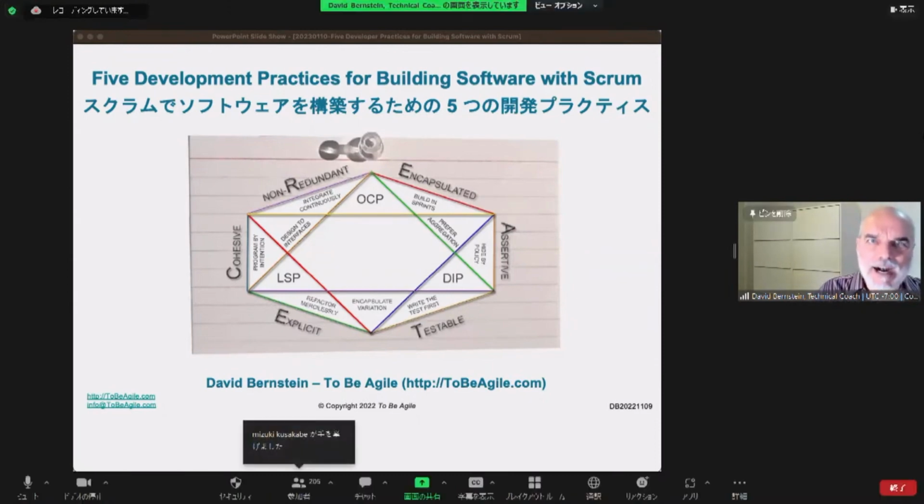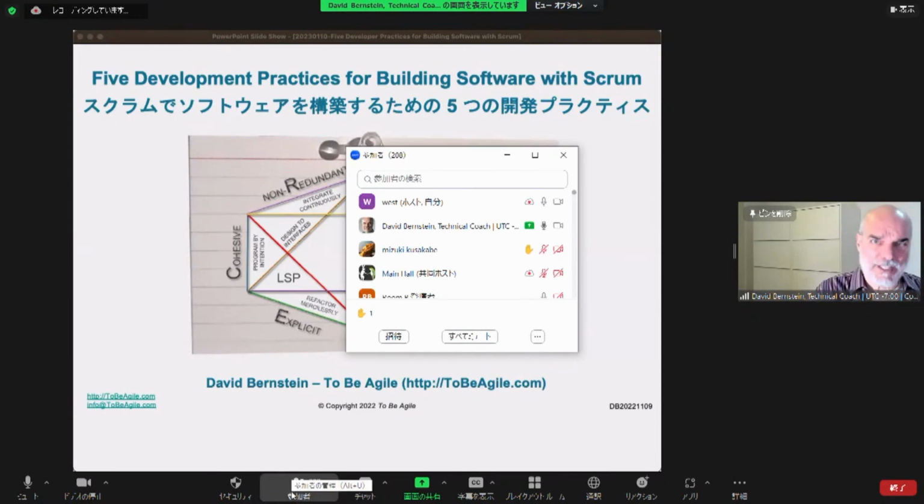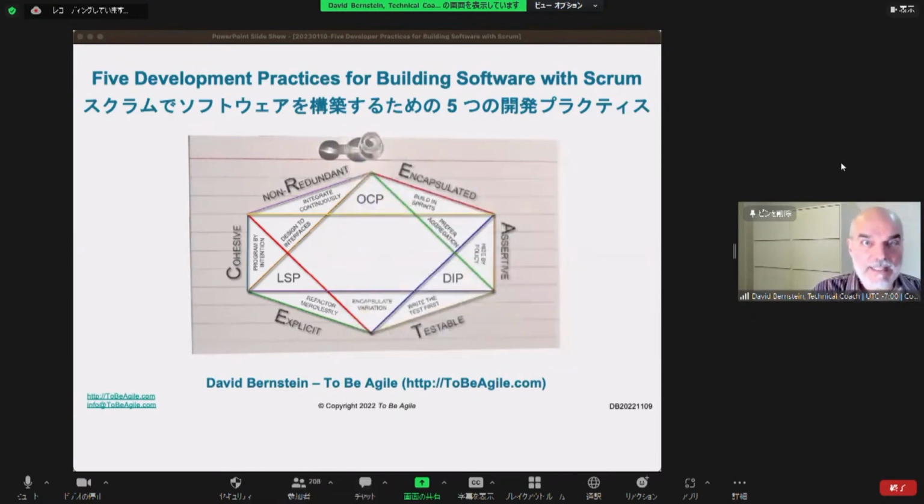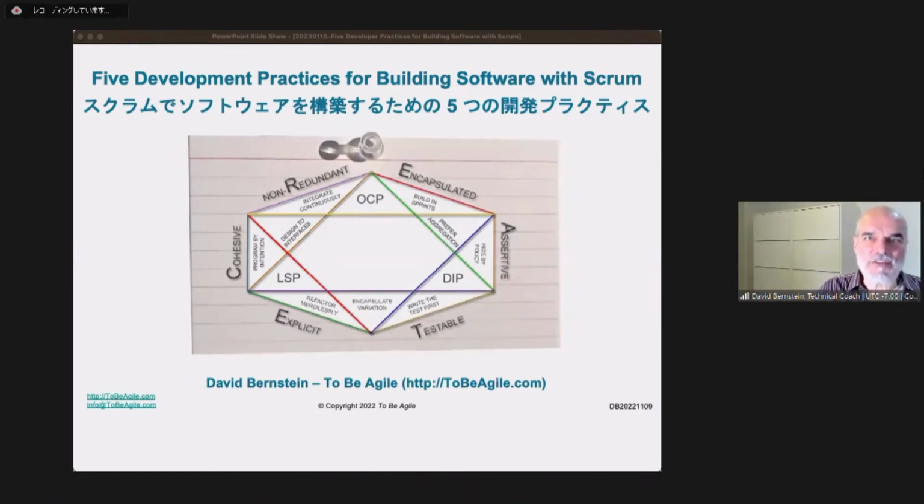I want to talk about 5 technical practices that I feel are essential for doing software development with Scrum. Our industry has a lot of challenges, actually. Only 1 in 3 projects will be successful. This is even with Agile. And over $60 billion is lost every year in the United States due to poor development processes.